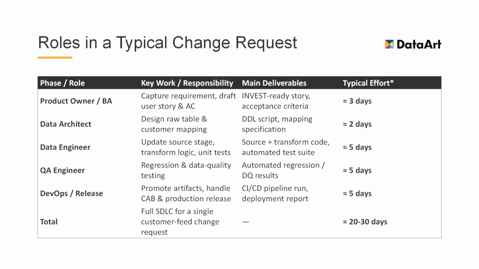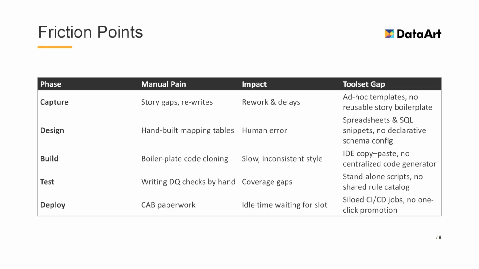Here's where friction sneaks in today. During capture, we rely on ad hoc story templates, so gaps and rewrites are common. In design, architects juggle mapping spreadsheets because there's no declarative schema config. Build still means copying boilerplate code, inefficient and inconsistent. Testing suffers. QA engineers handcraft data quality checks without a shared rule catalog. Finally, deploy depends on siloed scripts and CAB paperwork, leaving teams idle while they wait for an approved slot.